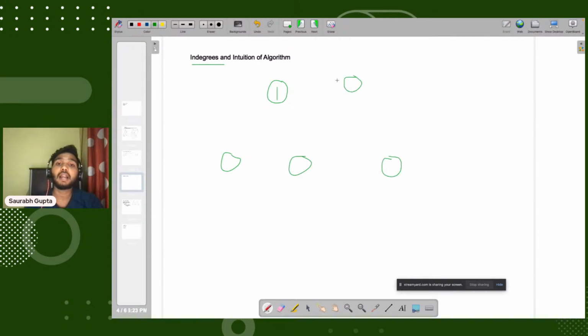Okay, this is 1, 2, 3, 4 and 5. There is a directed edge from 1 to 3. There's a directed edge from 1 to 4. There's a directed edge from 2 to 4. There's a directed edge from 3 to 4, and there is a directed edge from 2 to 5.